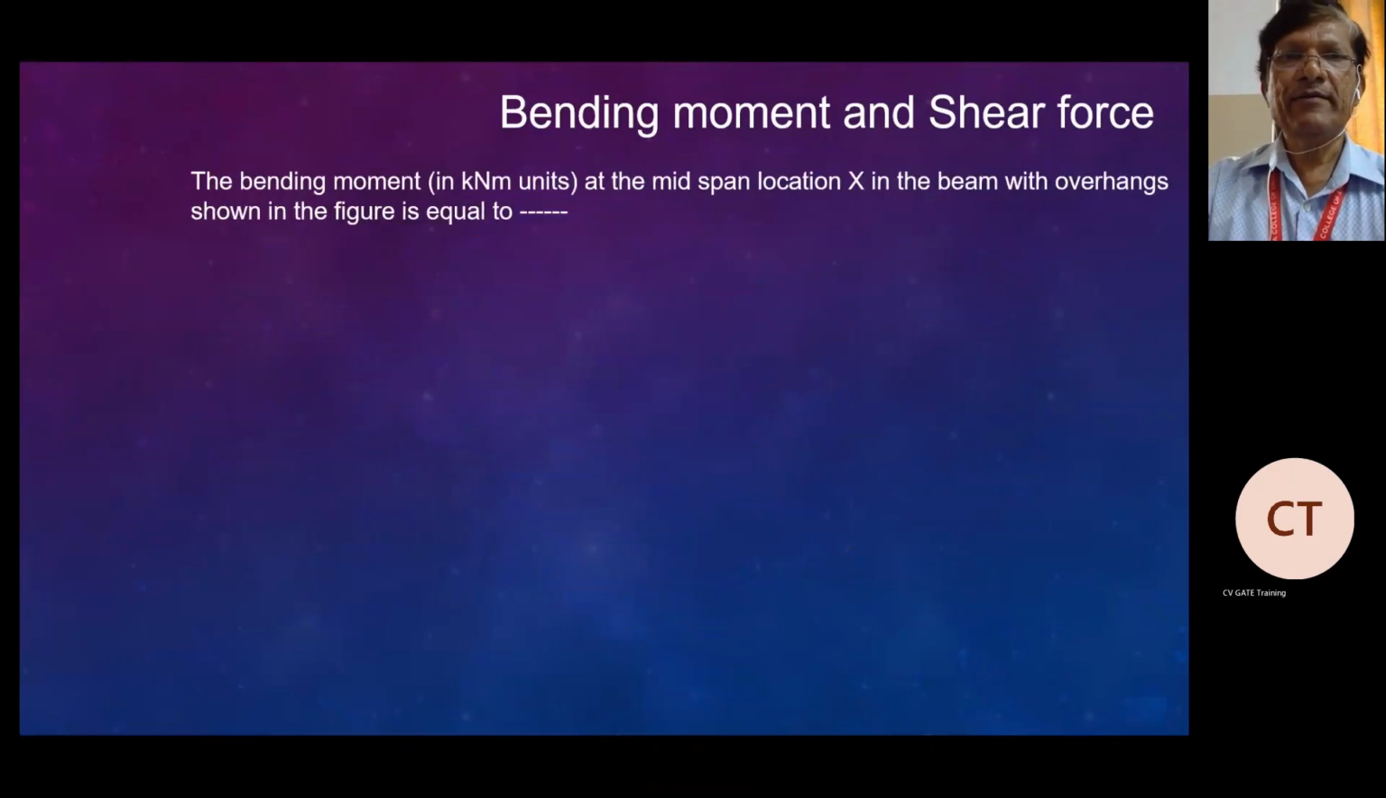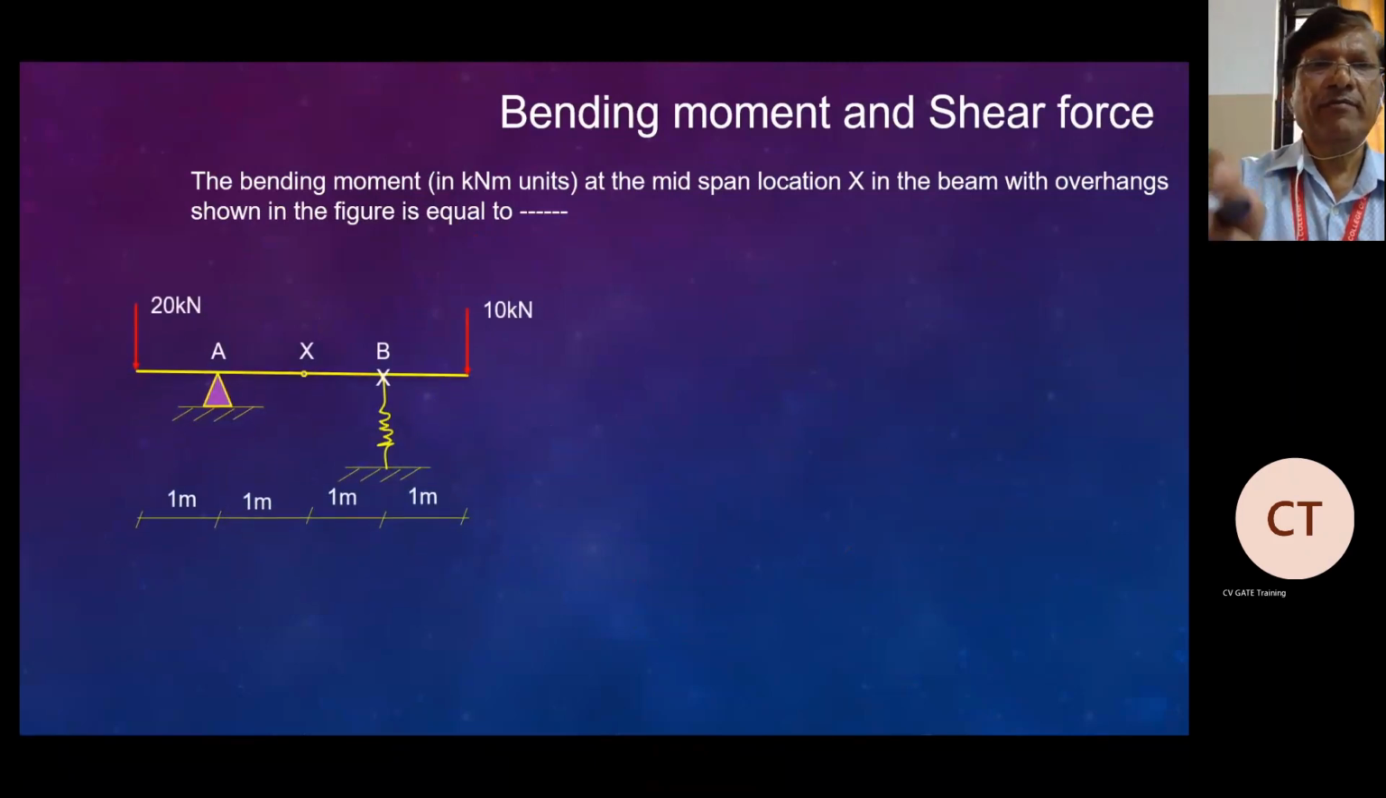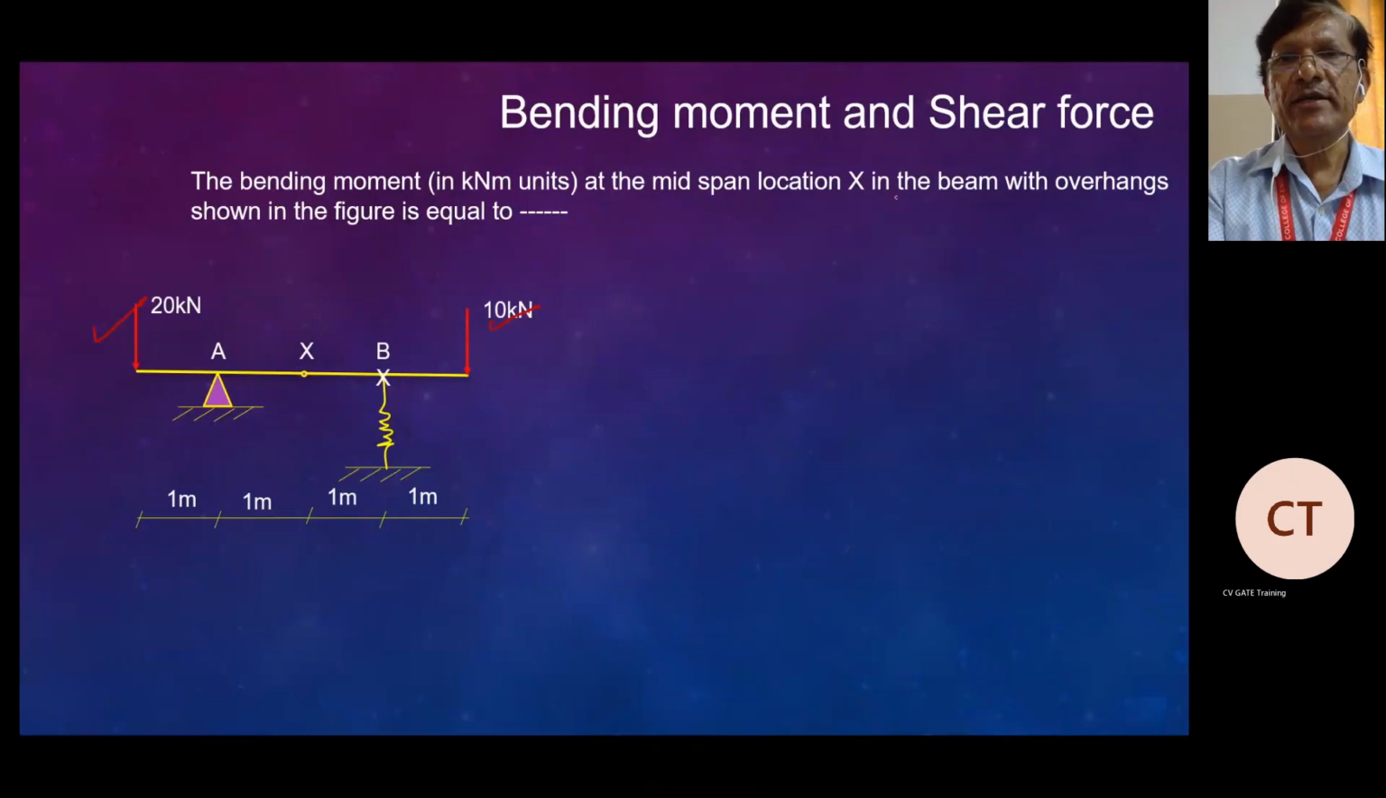What is the bending moment in kilonewton meter at the midpoint, location X, in the beam with the overhang shown in the figure? So this is the beam, and they are giving the overhang from this point. The loads are 10 kilonewton, here 20 kilonewton, here an inclined portion is there, and you have a spring support here. They want to know the bending moment at the location X, the midspan location.